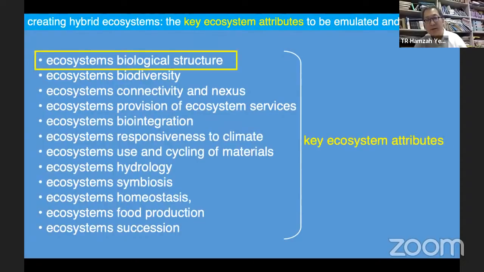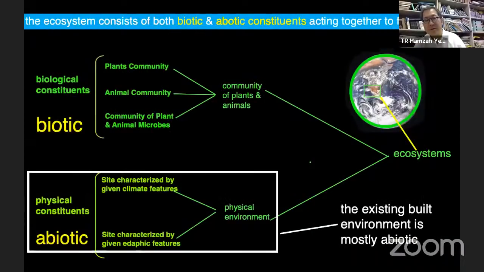Now, the first ecosystem property is biological structure. As I mentioned earlier on, ecosystems consist of both communities of plants and animals and the physical environment.